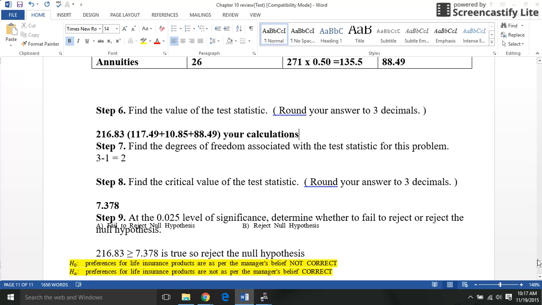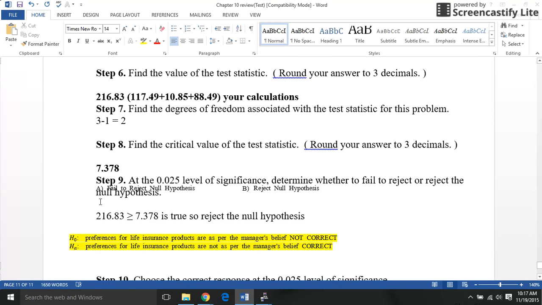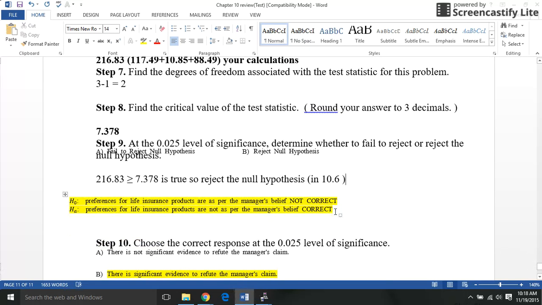All right, based on this, you've got to see if you're going to reject or not reject. 216 is greater than or equal to 7, so this is true, so you reject your null. This rule is in 10.6 for you to look at. So look for that rule and you'll see what I'm talking about. If I reject my null, that means my alternative is correct. So it states the preferences for life insurance products are not as the manager believed.